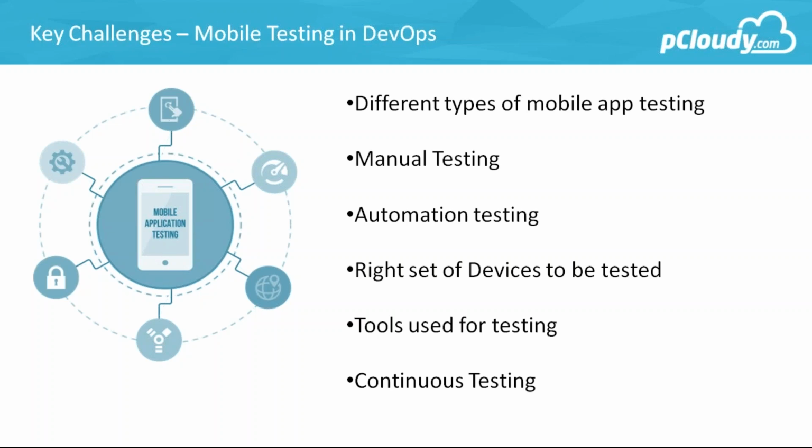And the last one is continuous testing. Now we have to understand what continuous testing means, why it is important, and where it comes into the system when we are looking at DevOps.